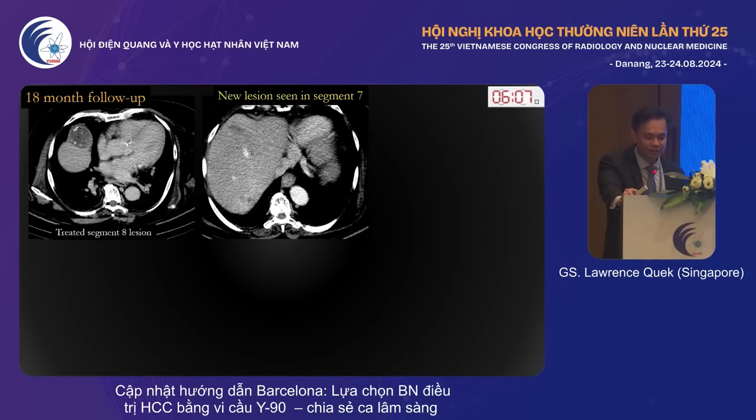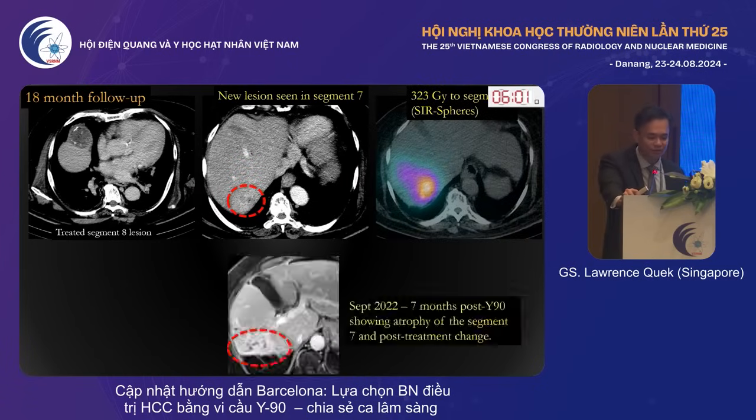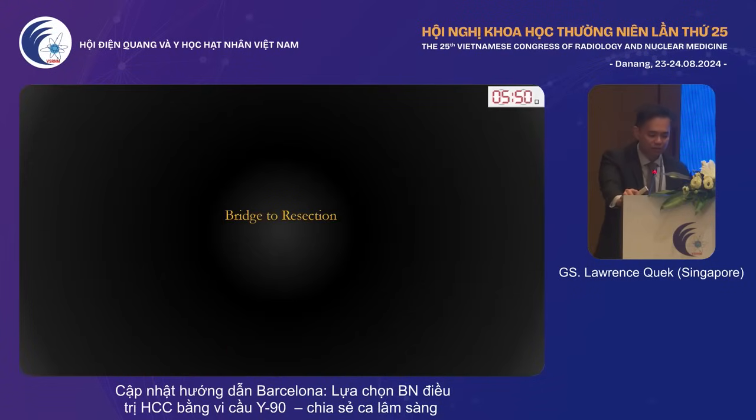There's a new lesion seen in segment 7. So same thing, this time a higher dose using resin microspheres, and then to follow up again, you see the involution 7 months post Y-90 of the area that we have treated. So that's it for that patient.